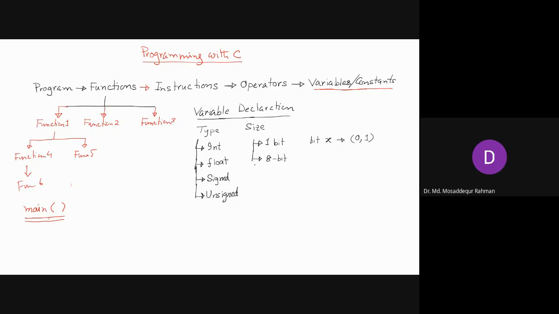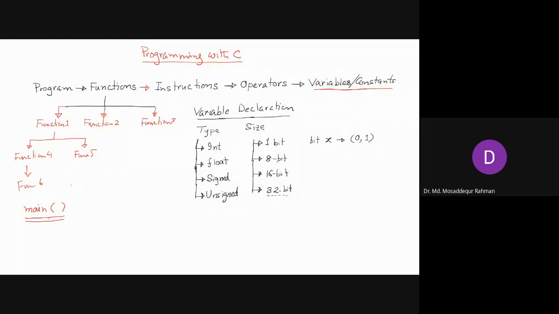Then we can have a variable of 8-bit size, which is 1 byte. And we can have a variable of 16-bit size, 32-bit, then 64-bit, and so on. But in the microcontroller that we will be using, the maximum size of the variable can be 32-bit.